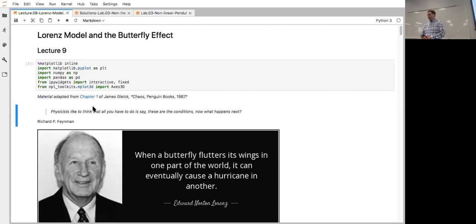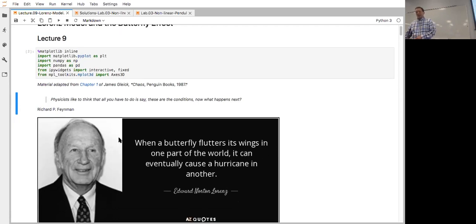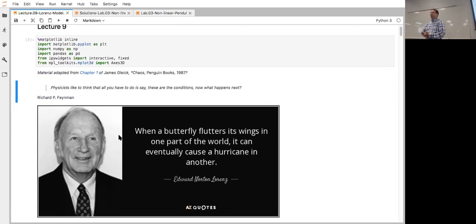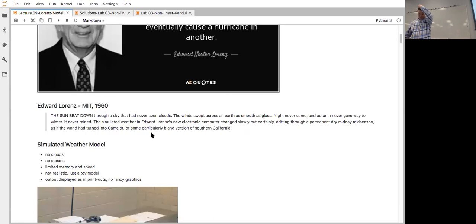Here's another quote by a fellow named Ed Lorenz. When a butterfly flutters its wings in one part of the world, it can eventually cause a hurricane in another. You might be familiar with this phrase; that's where it comes from. The phrase butterfly effect. I'm going to talk to you about the butterfly effect and how this relates to solving equations numerically.